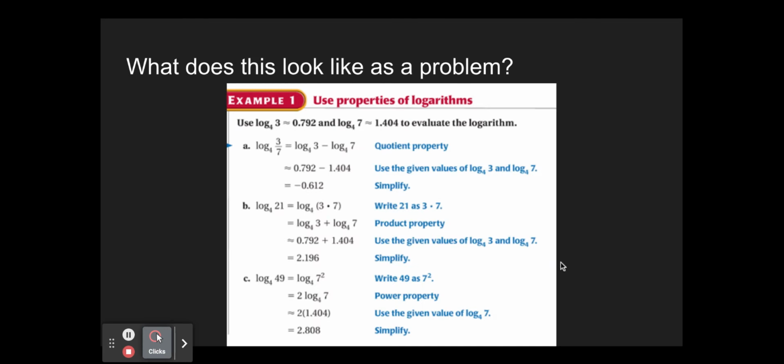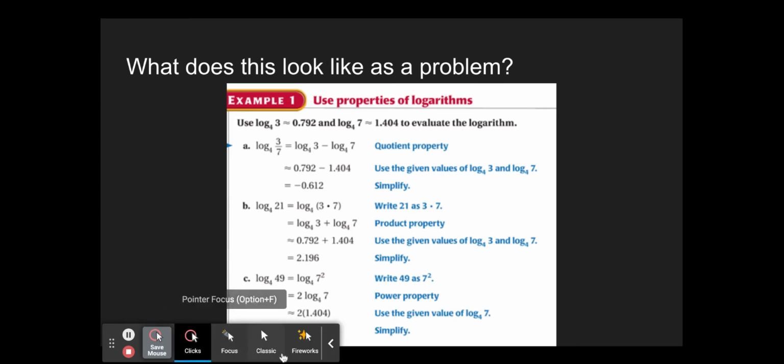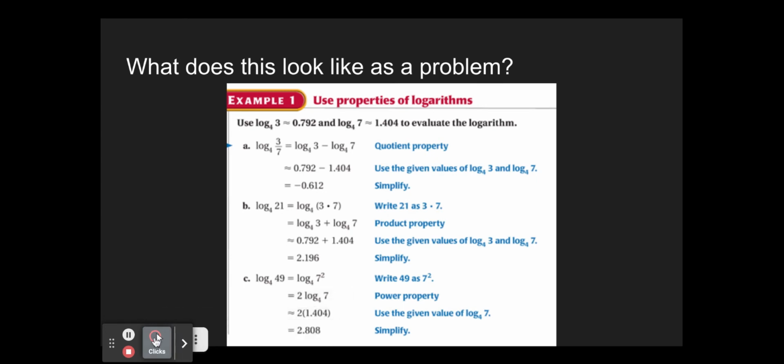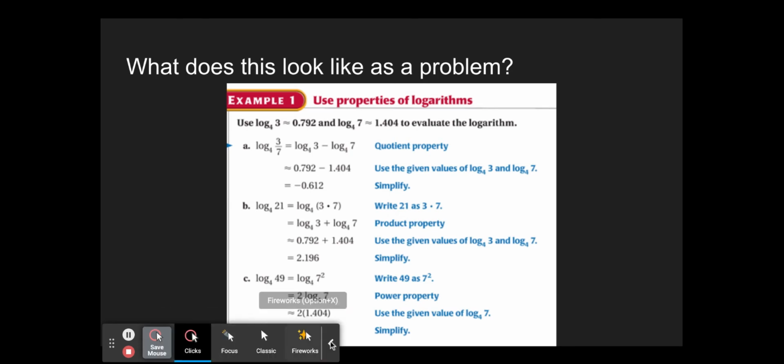But for now, I'm basically going to give you a key. So I'll tell you, look, we haven't learned change of base yet. So can you do log base 4 of 3 on your calculator? No, you can't. You can't because our calculators only have log base 10 and log base e, the common log and the natural log.